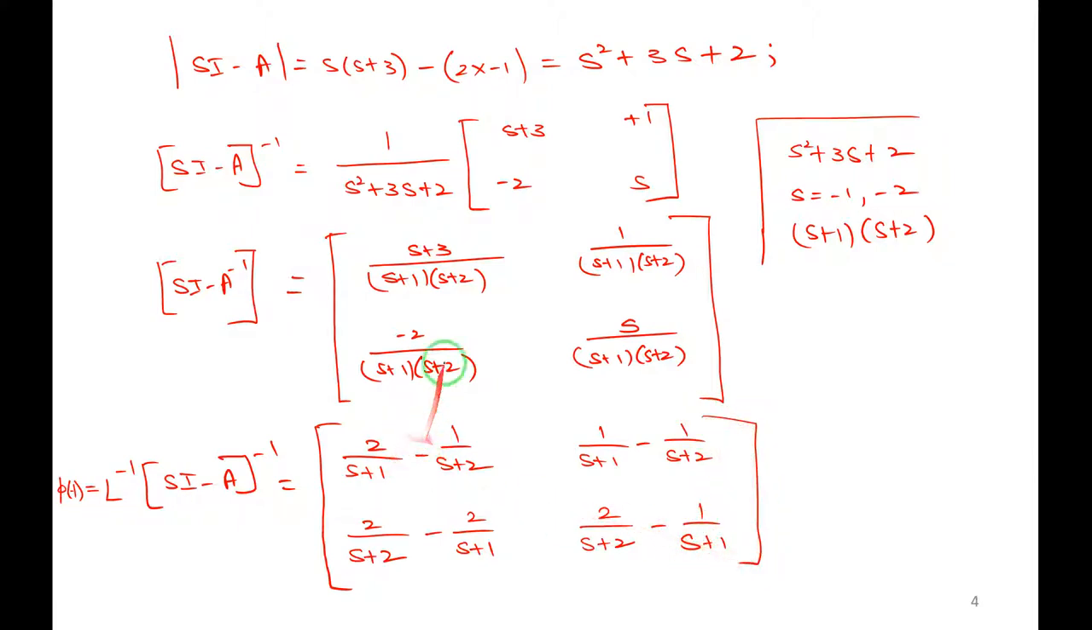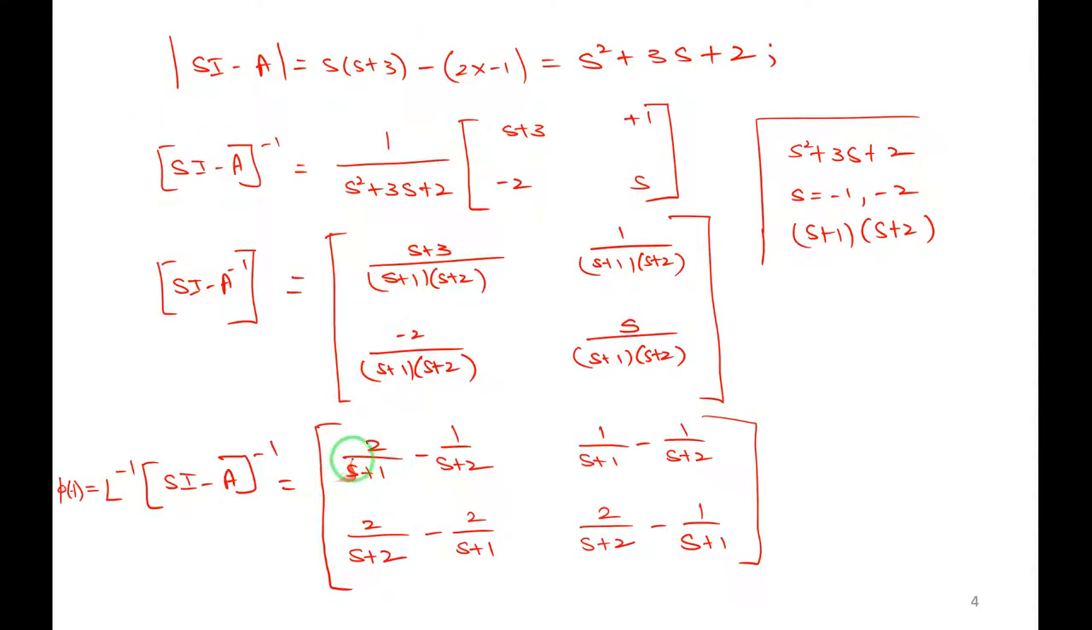Now by making use of partial fractions, each and every element has been written in the standard form. We know the Laplace inverse of all these quantities. So we will find phi of t, which is equal to the Laplace inverse of (sI minus A) whole inverse. We will write it out.